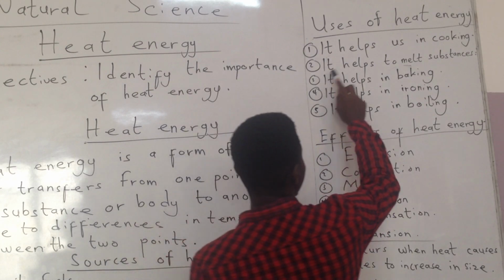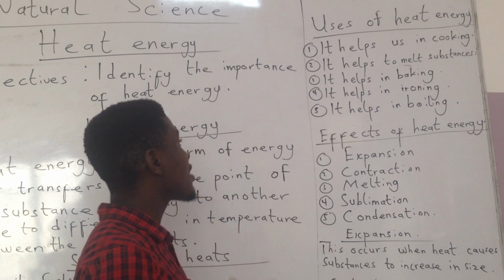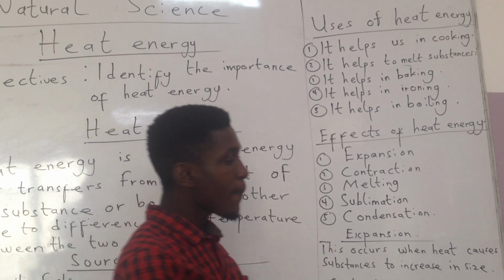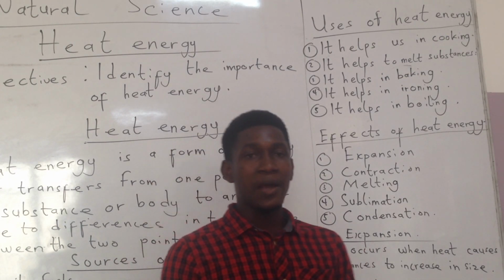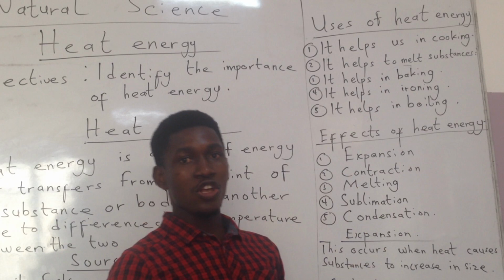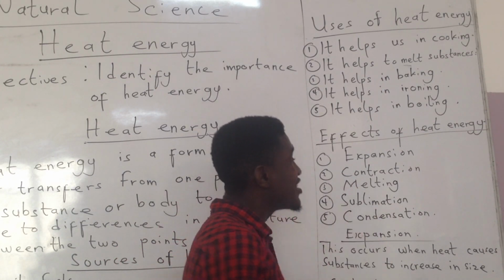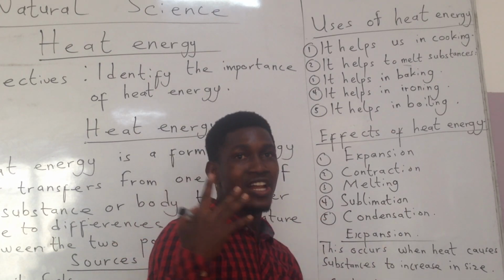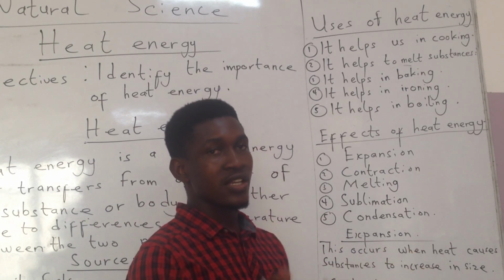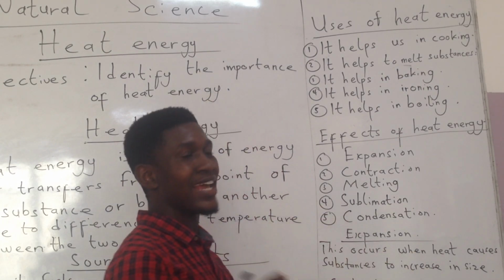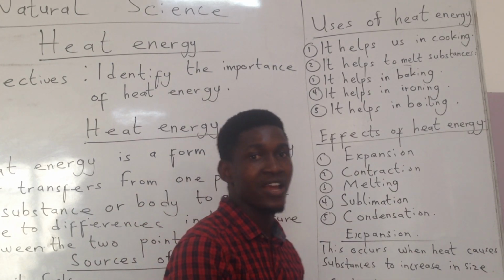The next one, it helps to melt substances. Heat energy helps to melt substances. For example, you take a block of ice and put it in a saucepan on a fire. When you put it in a saucepan on a fire, you see that the solid substance will be melting. The block will melt. The iceberg will be melting.